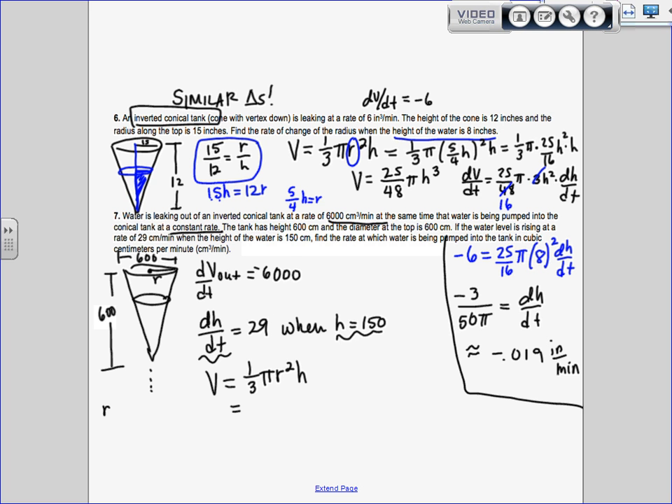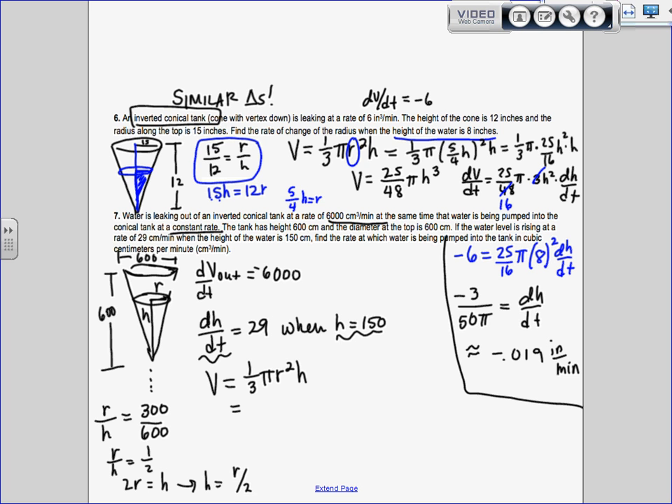So as you have your water, you have the radius of the water. I shouldn't draw it at the top. Your radius of your water and your height of the water. So r and you have h. So r over h is in the ratio 300 over 600 from your similar triangles. So r over h equals 1/2. So 2r equals h. I took half of 600 because the diameter was 600.